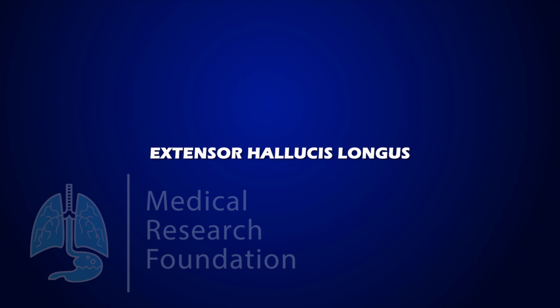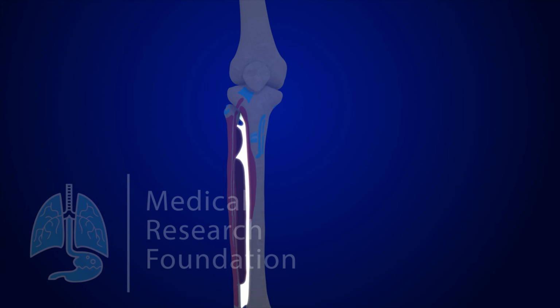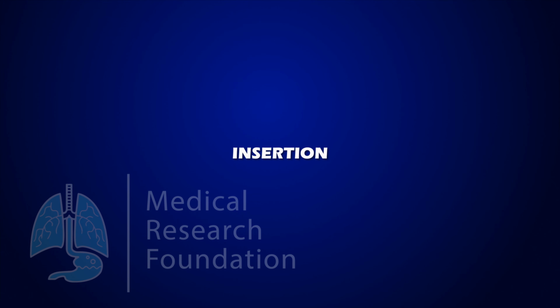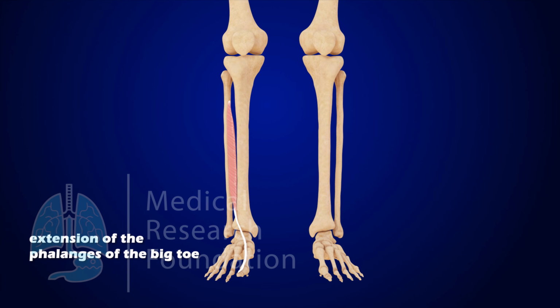Extensor hallucis longus. Origin: middle 2/4, posterior part of the medial surface of the shaft of fibula, and adjacent part of the interosseous membrane. Insertion: base, dorsal surface of the distal phalanx of the big toe. Action: extension of the phalanges of the big toe and dorsiflexion of the foot.